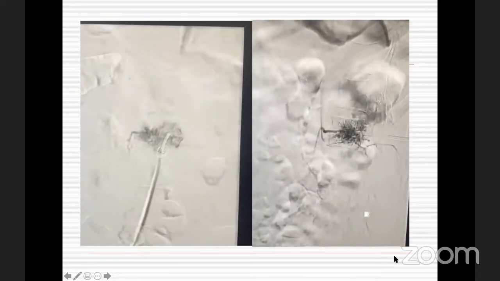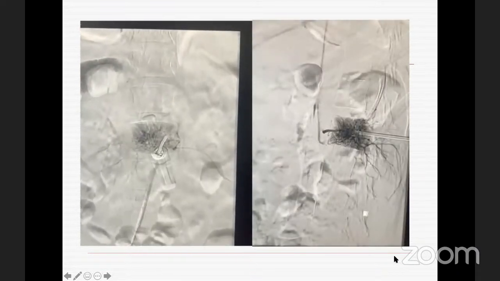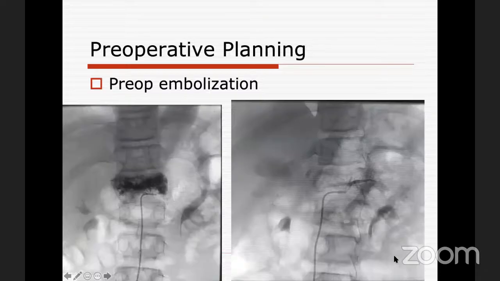Another important thing is that for every tumor, one has to go for DSA and they should be embolized. You can see that these are usually quite vascular tumors. And preoperative embolization, if you do it, can lead to a significant decrease in bleeding intraoperatively.